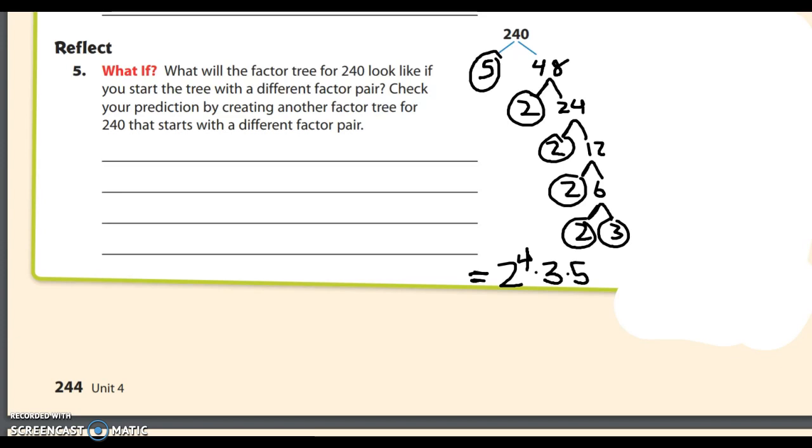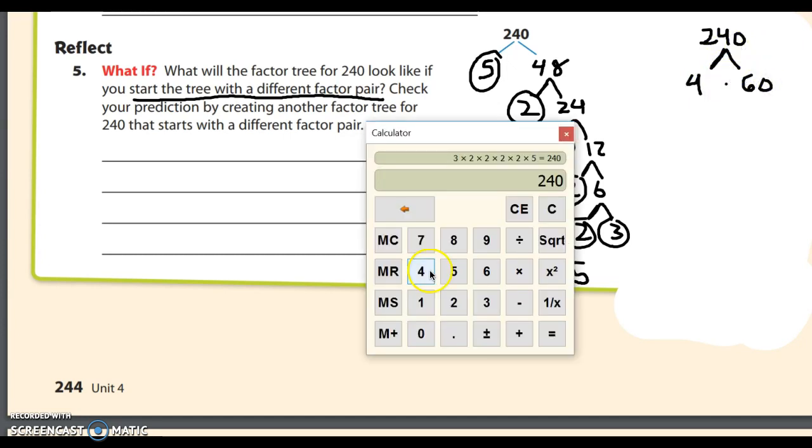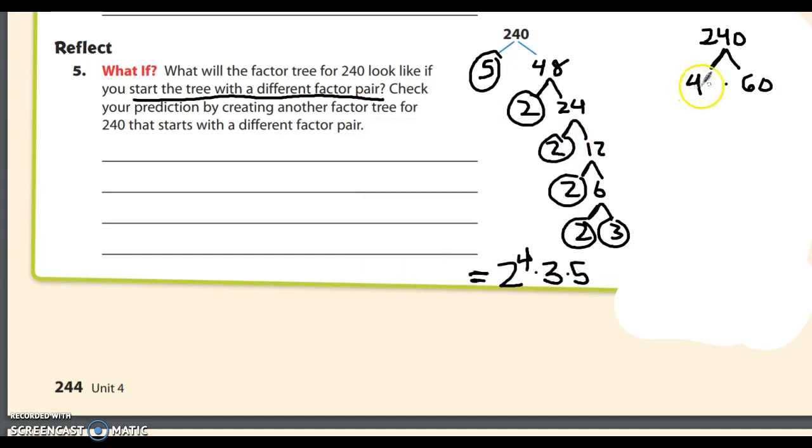Look at what it says right here. It says start the tree with a different factor pair. So I'm going to start my tree with 240, but I'm not going to do 5 times 48. I'll just do 4 times 60. Is that true? Is 4 times 60 240? Of course it is. I knew that because 4 times 6 is 24 and then annex a 0.